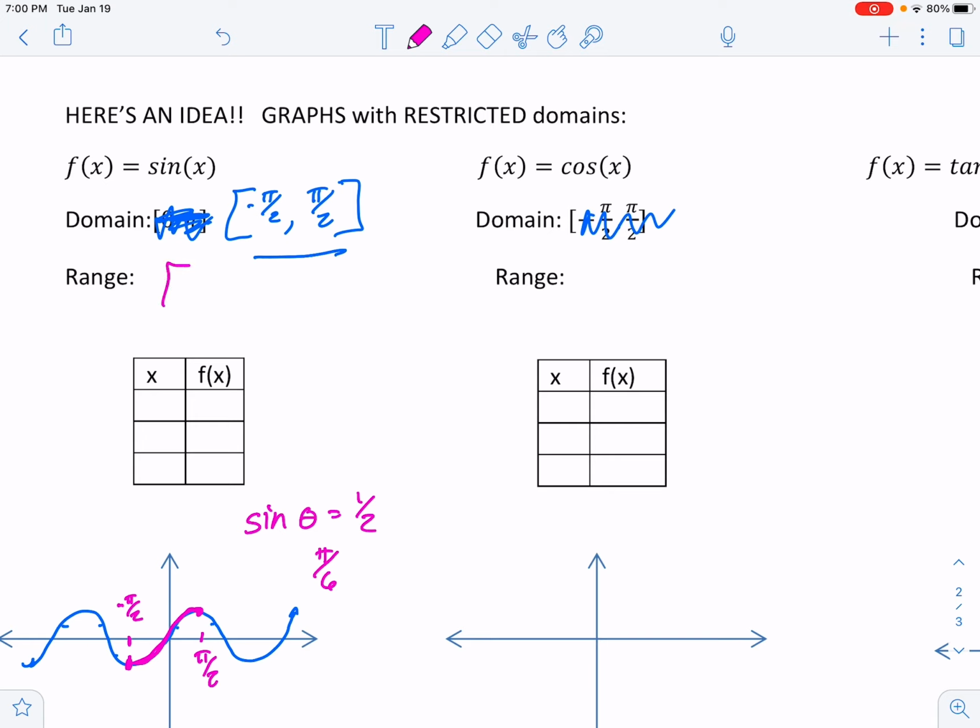My range is still going from negative 1 to 1. So let's put in my x values. If you put in negative pi over 2, you get negative 1. Put in 0, you get 0. And if you put in positive pi over 2, you get 1.